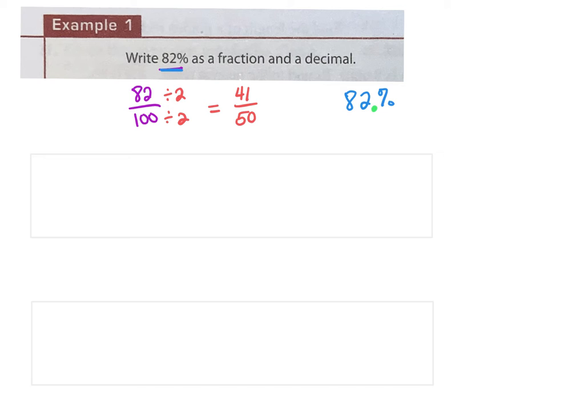To change it from a percent to a decimal, I move it 2 places to the left, all right? So I'm going to go this place over 1, 2. So as a decimal, that's going to be 0.82. And if you were to put into your calculators 41 divided by 50, you would get 0.82. That is the same thing, all right?